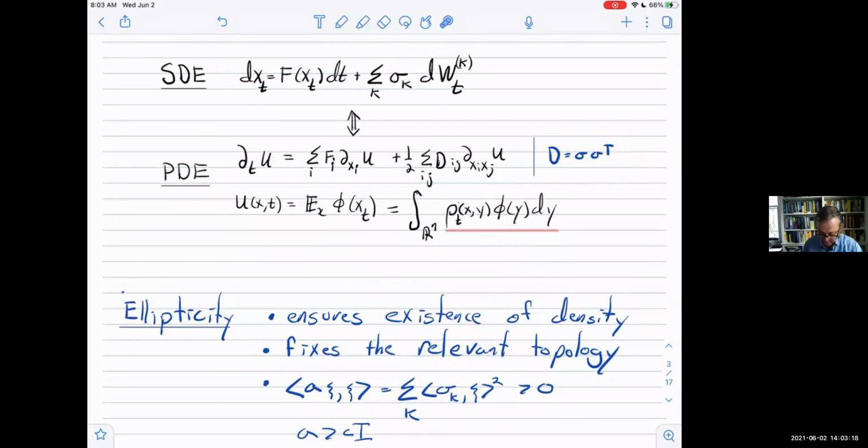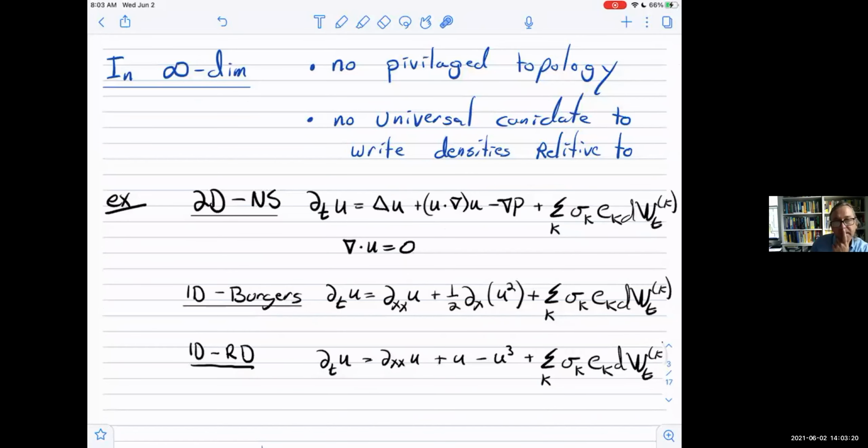All right, so in infinite dimensions, there's no privileged topology. There's no universal candidate to write densities relative to. I'm a dynamicist, so I like the dynamical SDE and SPDE point of view, but still it's useful to have that topology in the background for many arguments.